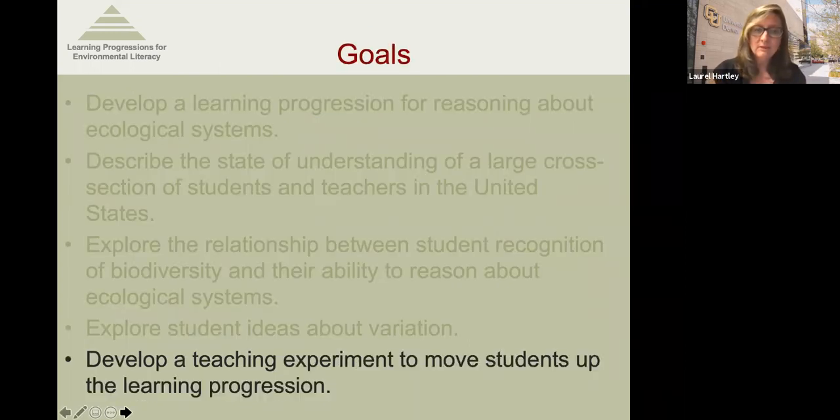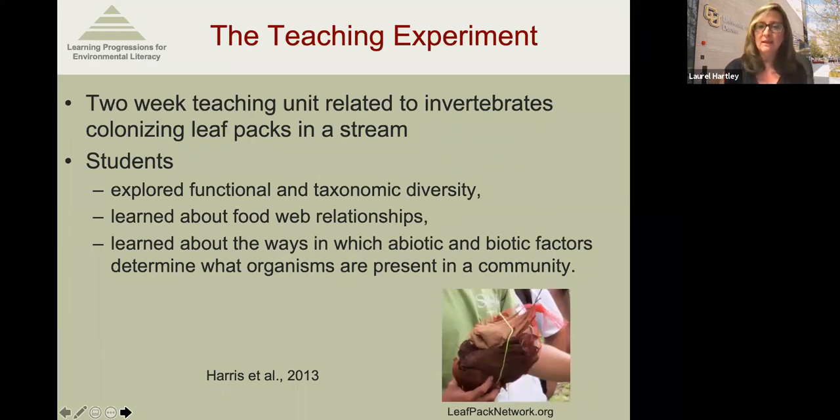Our last goal was to develop a teaching experiment to see if we could move students up the learning progression. The teaching experiment was highly tailored to those things I was talking about earlier, like getting people to understand populations, getting people to understand dispersal, functional redundancy, things like that. So the 2-week teaching unit was related to invertebrates colonizing leaf packs in the stream. Students took some leaves, put them in mesh bags, and put them out into a stream. Then they brought them back in and looked at what they saw. And in between, they did lessons.